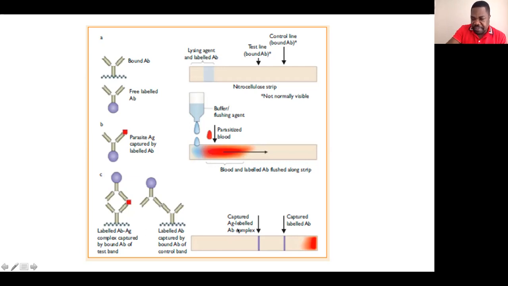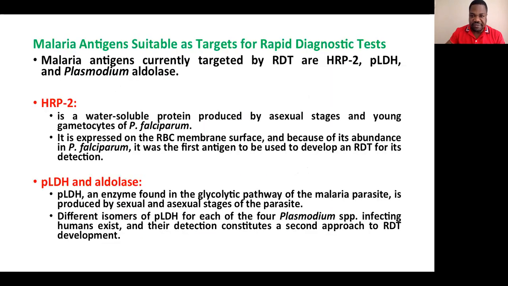Then when that happens, it gives you a change in color. You will see the line that will appear here. So you have two lines, one for the test and the other one for the control. Okay, so you check the control. If the control works, then you check if the test is positive or negative.